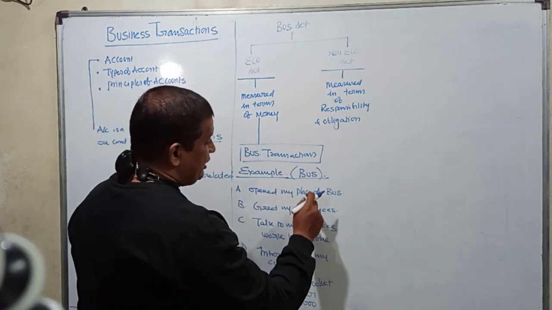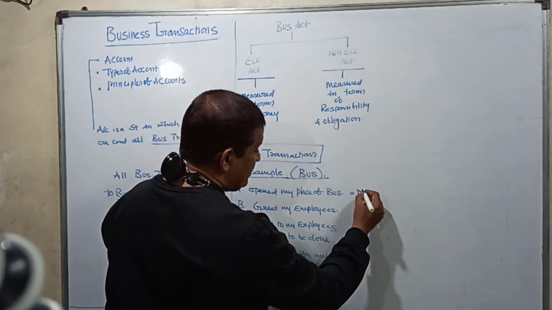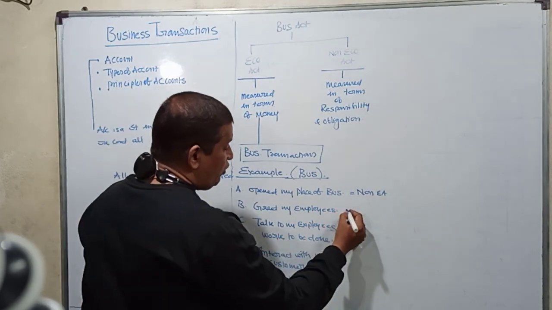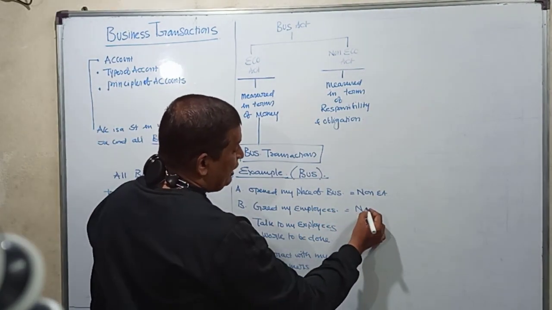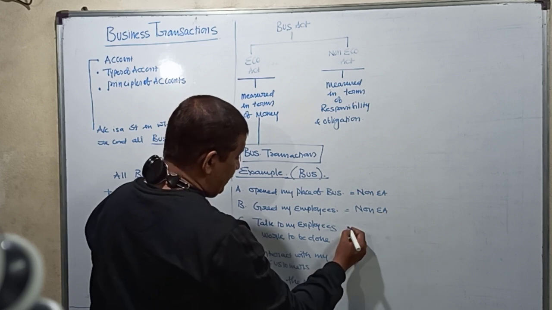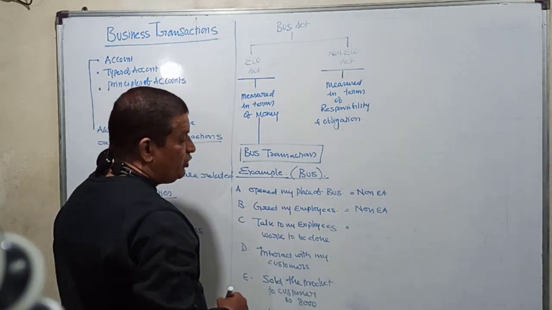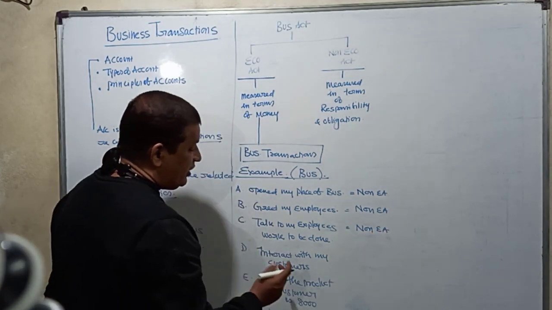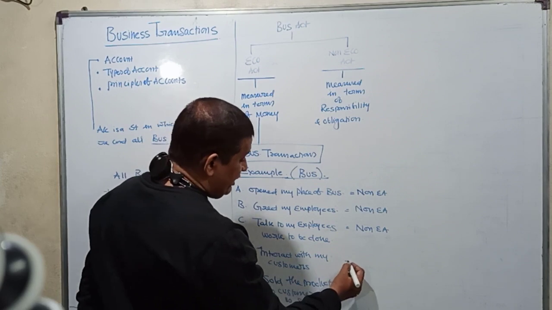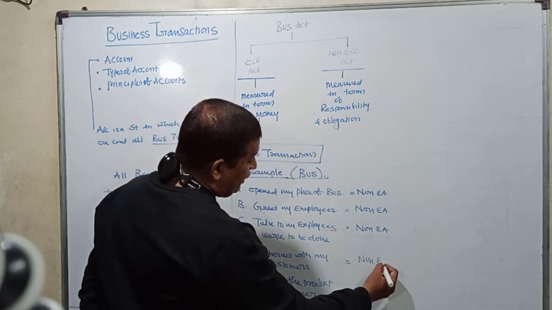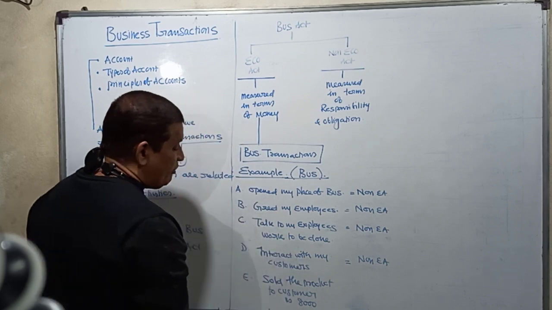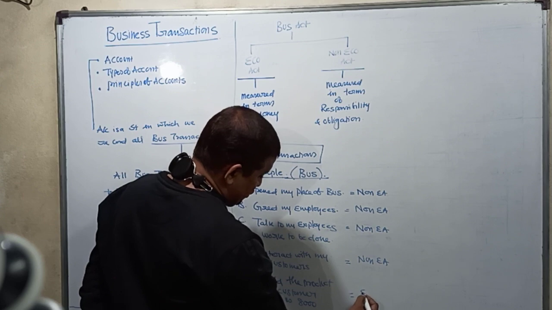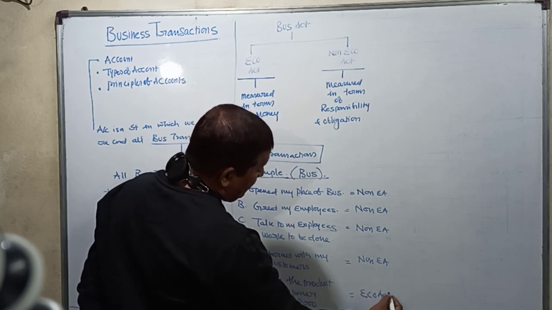Now, opening my shop, does it involve any money? No, so it is a non-economic activity. Greeting my employee, does it involve money? There's no money involved, so it is a non-economic activity. Talking to my employees for the work to be done, does it involve any money? No, it is a non-economic activity. Interacting with my customers, is any money involved? No, so it is a non-economic activity. Sold the product to the customer for rupees 8,000, does it involve money? Yes, so this is an economic activity.